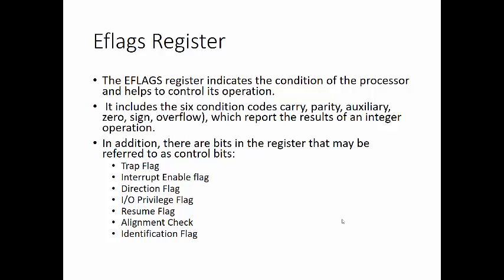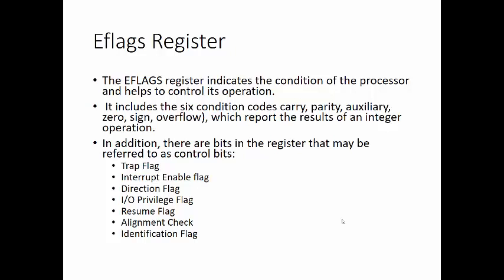Trap flag, when set, causes an interrupt after the execution of each instruction. This is used for debugging. Interrupt enable flag, when set, the processor will recognize external interrupts. Direction flag determines whether string processing instructions increment or decrement the 16-bit half registers. I/O privilege flag, when set, causes the processor to generate an exception on all access to I/O devices during protected mode operation. Resume flag allows the programmer to disable debug exceptions so that the instruction can be restarted after a debug exception without immediately causing another one.